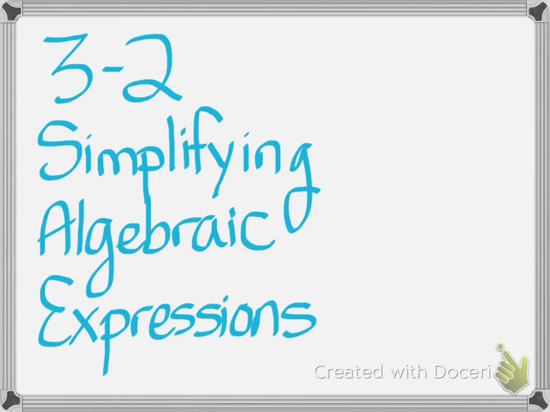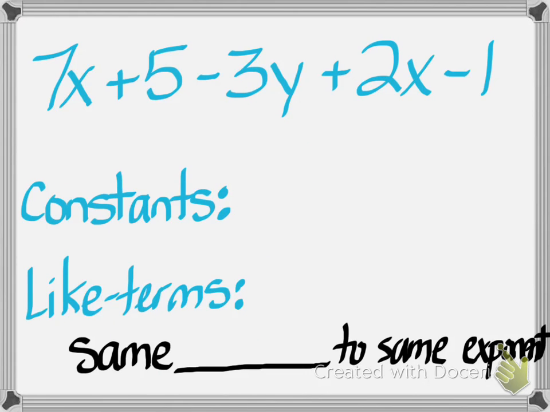Okay, this is 3-2, simplifying algebraic expressions. Let's look at the first expression. It's not an equation because there is no equal sign. That's what makes it an expression. So we have 7x plus 5 minus 3y plus 2x minus 1.